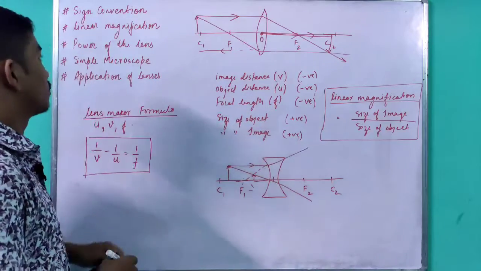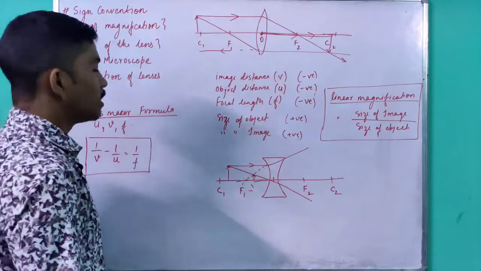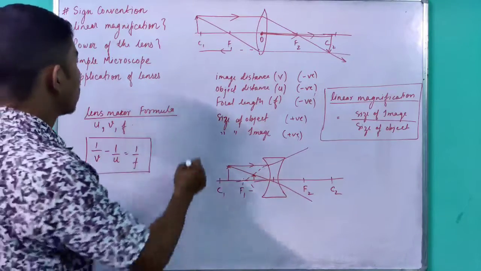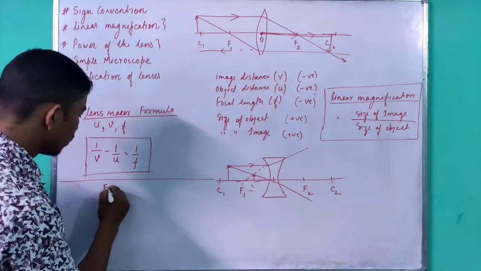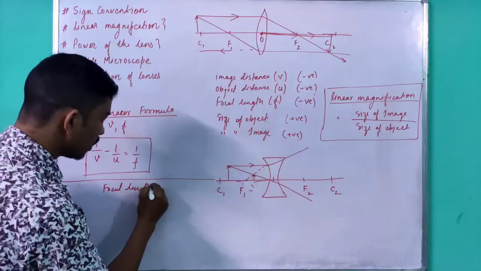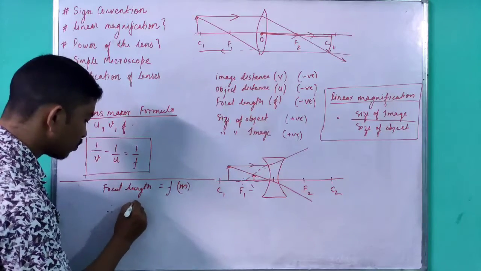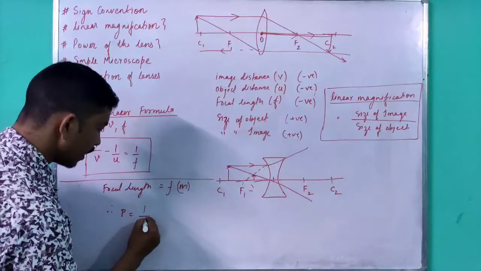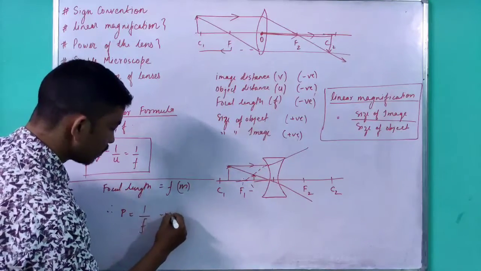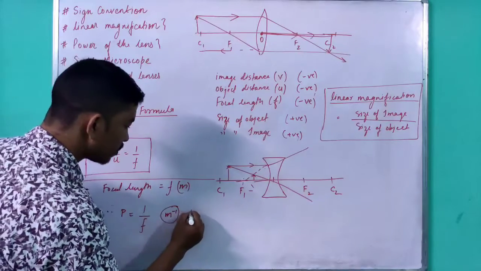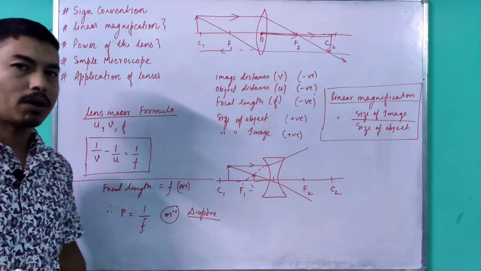Now coming to the power of the lens. There is a difference between magnification and power. So what is power? The power of the lens is the reciprocal of the focal length taken in meters. So if a lens has a focal length of f meter, its power will be equal to 1 divided by f, and remember the focal length must be in meters, so the unit of the power will be per meter. This per meter is also known as dioptre. The dioptre is the SI unit of the power of the lens.